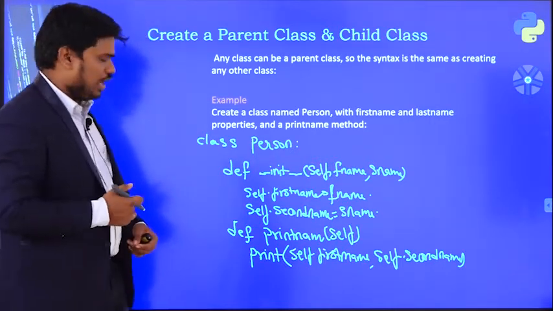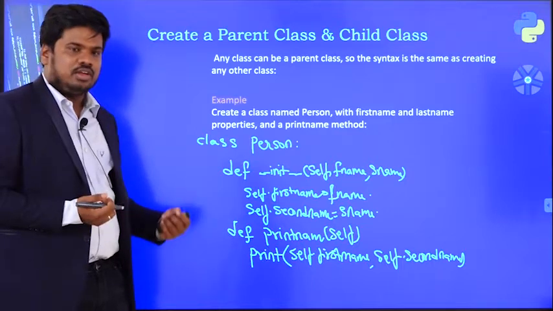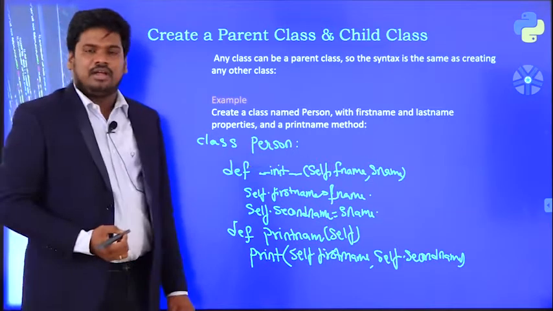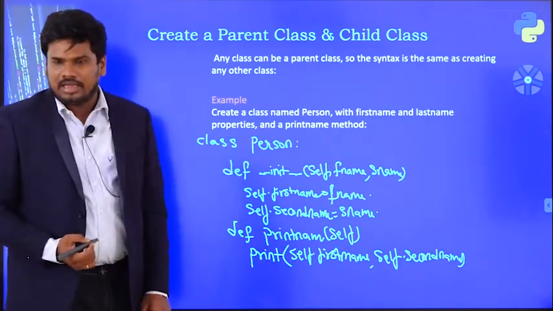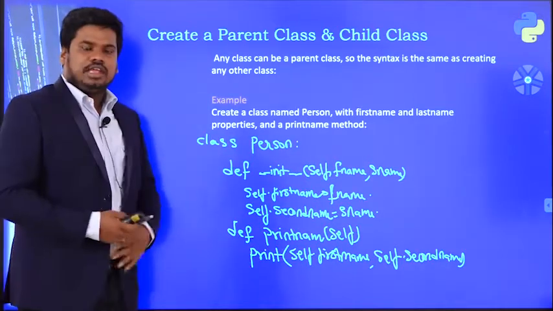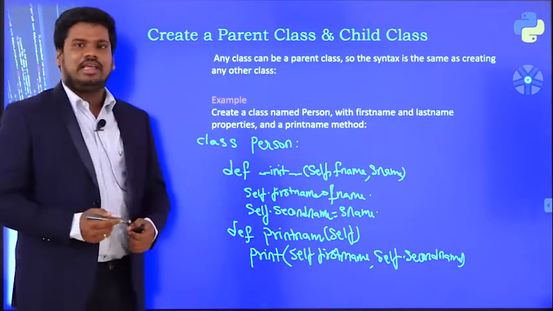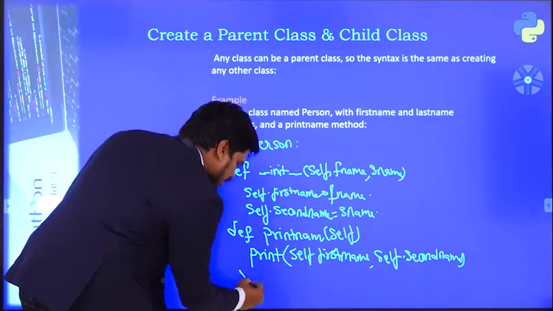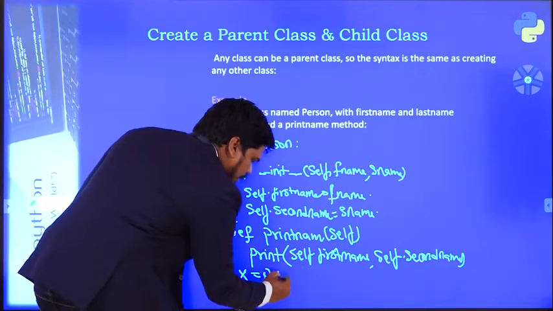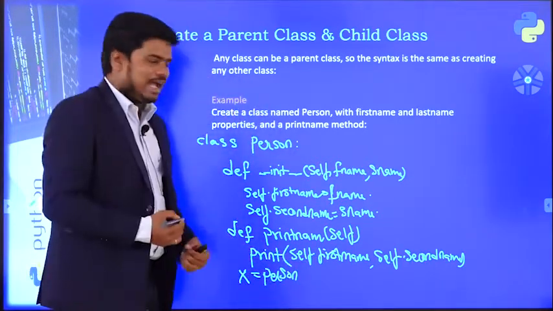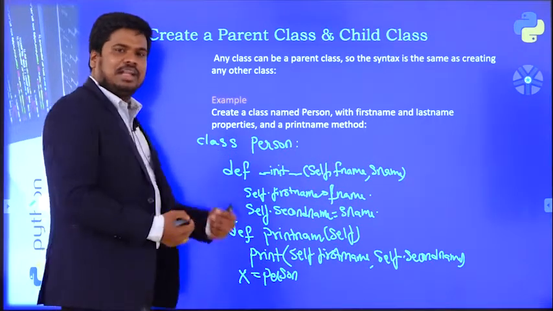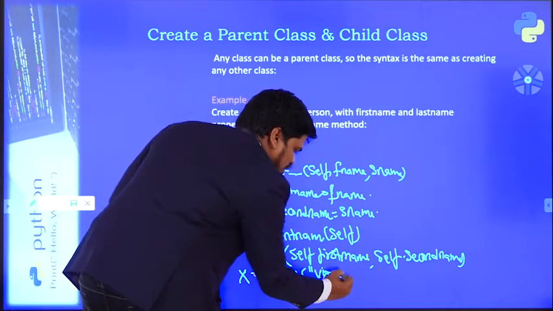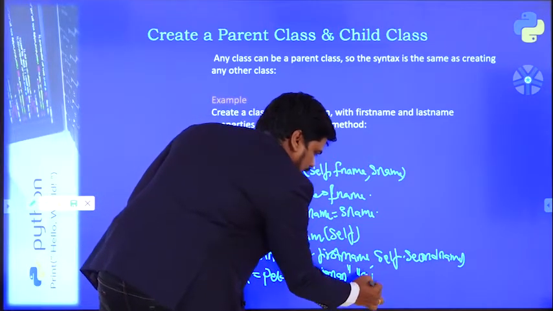And next what I have to do is create an object for this one. So how to create an object? Observe carefully. With the class name, I have to create an object. So observe carefully: x is equal to person. Inside this, I have to pass two arguments, first name and last name. I am passing the arguments: Vignan, this is my first argument, and next one is college.